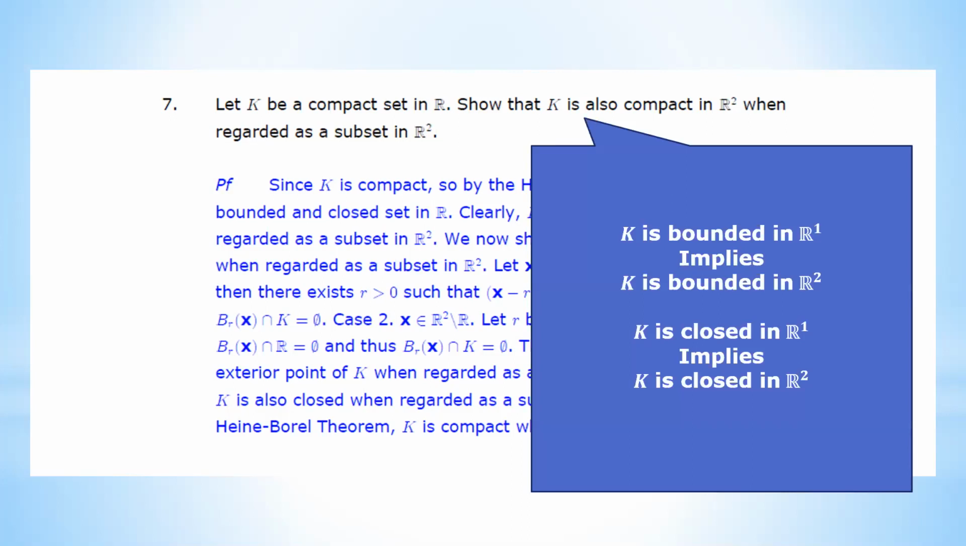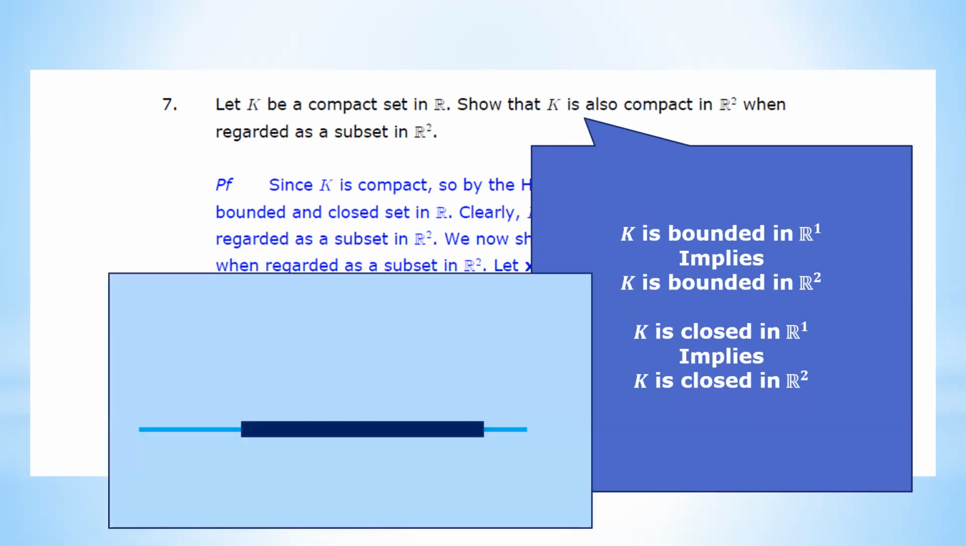So this is the proof of this result. Very easily, you can use the Heine-Borel theorem, because compact means bounded and closed. In this case, K is compact in R1, so K is bounded in R1. Then I will show that K is also bounded in R2. And since K is closed in R1, we try to show that K is closed in R2. Boundedness is the easy part. For closedness, you have to use the exterior points argument.